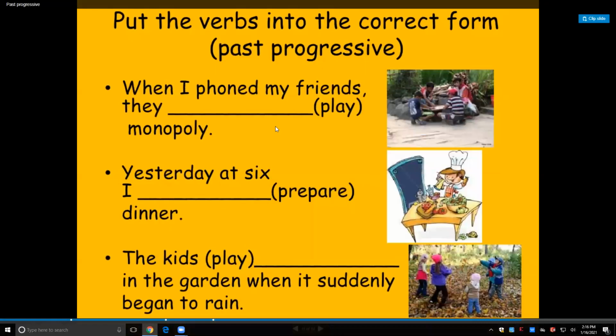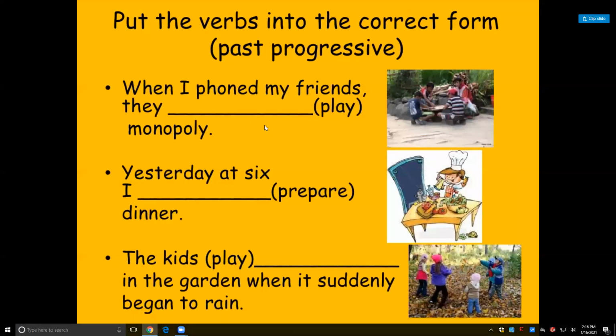Now put the verbs into the correct form in past progressive tense. So when I phoned my friends, what were they doing? See here, the friends were playing what? The friends were playing Monopoly. So when I phoned my friends, they were playing Monopoly. So you were talking about a specific time in the past.